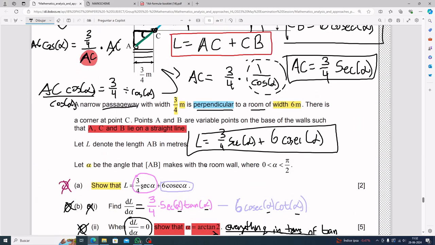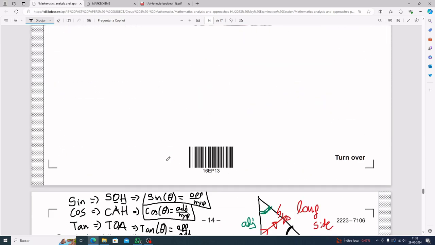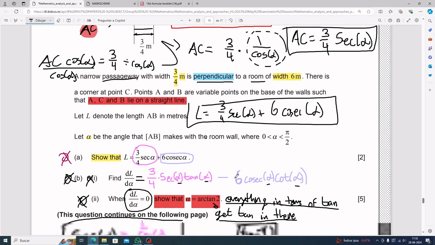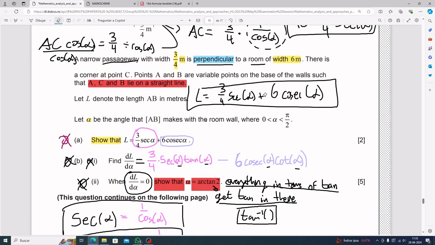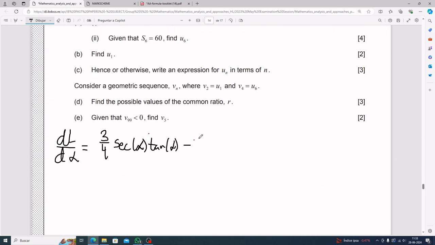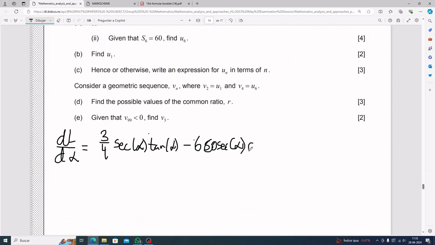And so first things first, our derivative was equal to 3 over 4 sec alpha tangent alpha, just give me 1 second to do this, minus 6 cosec alpha times cotangent alpha, right? So this is my derivative, okay?